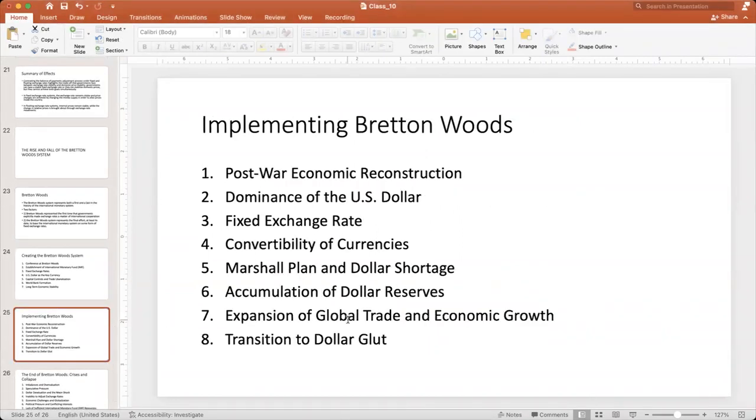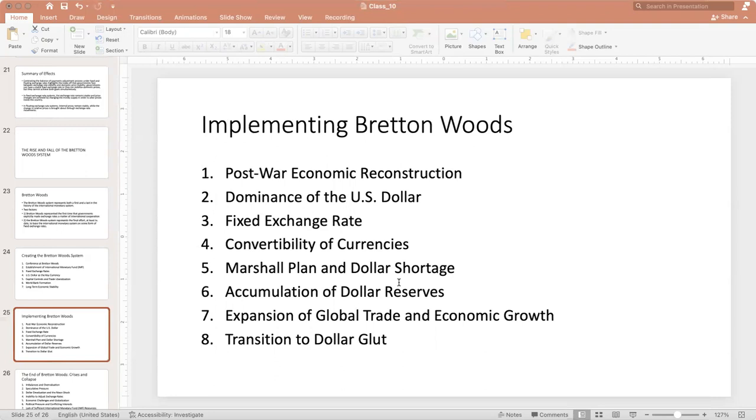Now let's talk about implementing Bretton Woods. Implementing the Bretton Woods system involved several key steps and transitions, including the shift from a dollar shortage to a dollar glut. And here are the main points in the implementation process.